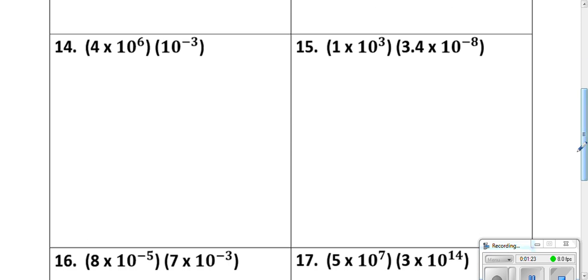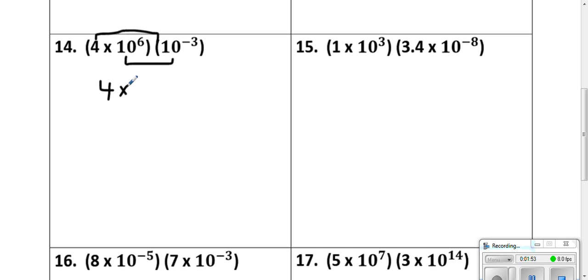Number 14, a little bit more difficult because this is 10 to the negative third and there's really nothing there. What you still have to do is, it's kind of like a 1. You could rewrite it as 1 times 10 to the negative third. So it would be 4 times 1. All right, 4 times 1 is 4. Then you would do the same thing, 10 to the 6th times 10 to the negative third.